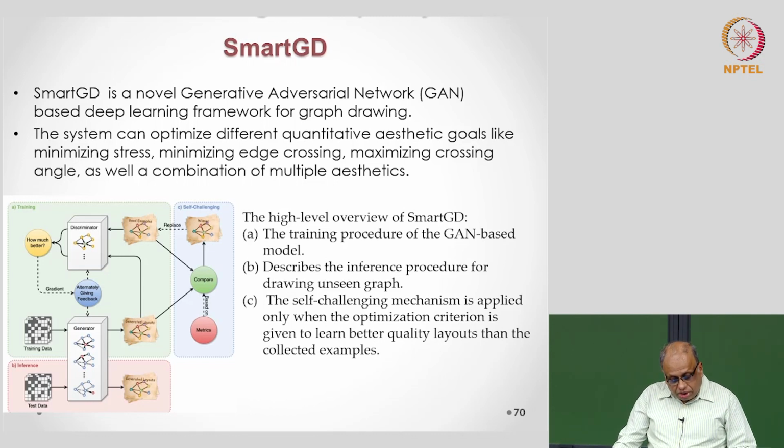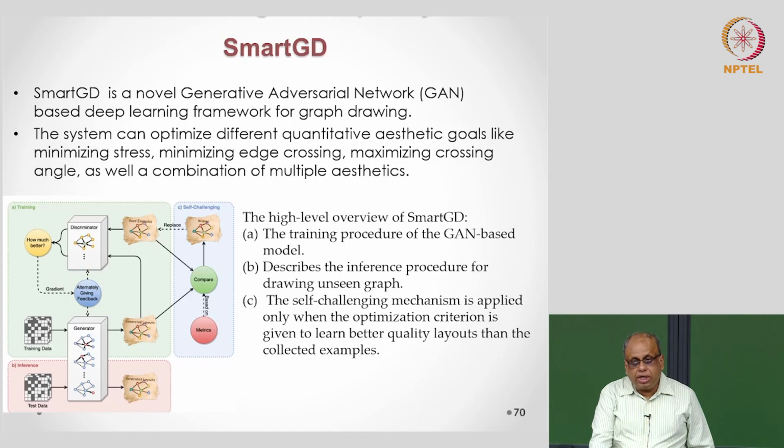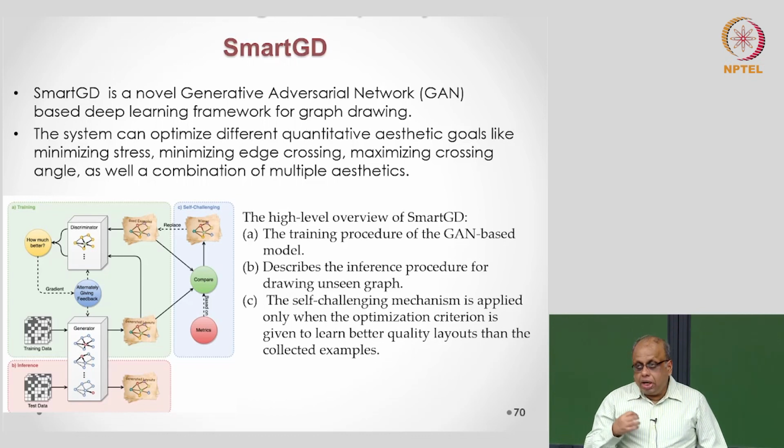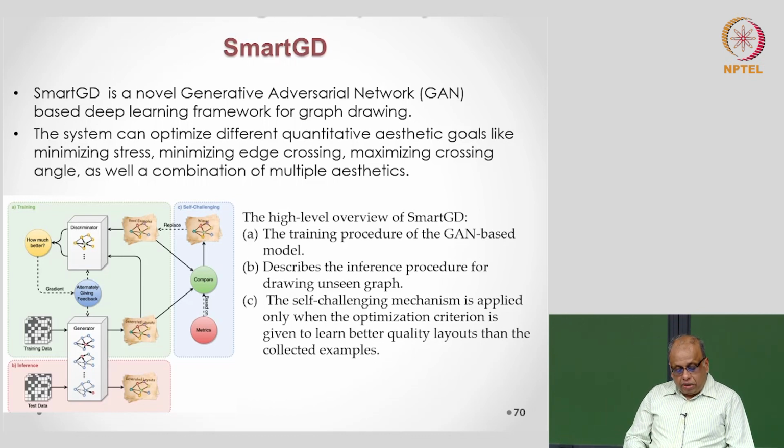So based on training examples, the generator will try to generate some images, and the discriminator will take some ideal layout and, based on that, try to improve the layout. What happens by this is that the generator will learn good graph layouts more and more, and then during the testing phase, if some layout comes in, based on the model that it has learned, it will try to create a good layout.